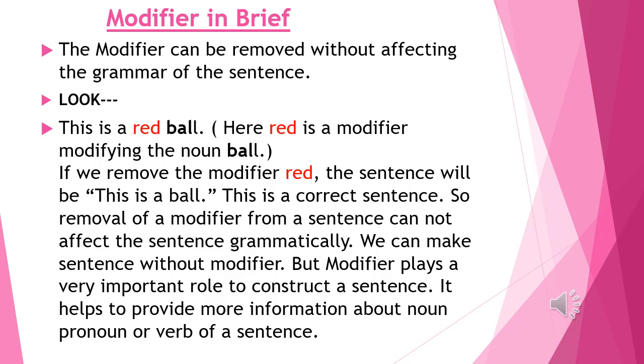Now we will know modifier in brief. The modifier can be removed without affecting the grammar of the sentence. Look, this is a red ball. Here, red is a modifier modifying the noun ball. If we remove the modifier red, the sentence will be, this is a ball. This is a correct sentence. So, removal of a modifier from a sentence cannot affect the sentence grammatically.